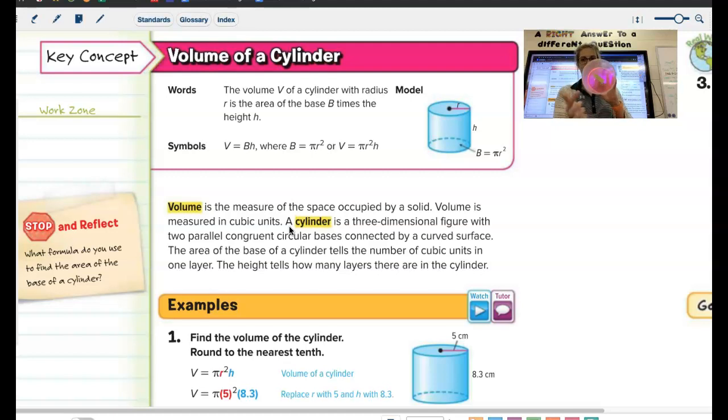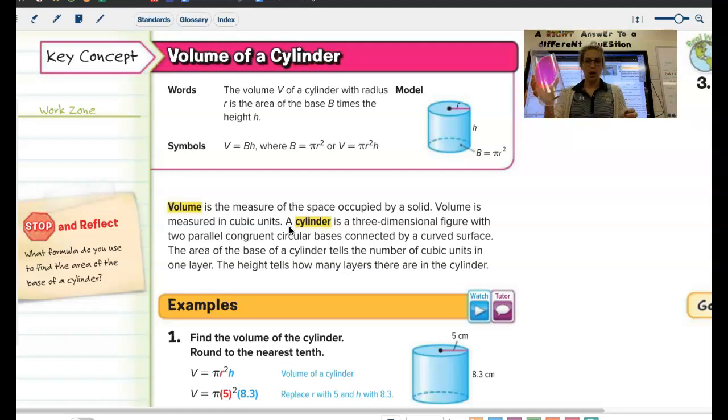A cylinder is a three-dimensional figure with two parallel congruent circular bases. So I have a base of a circle there, and then obviously on this end I would have a base of a circle there. And they're parallel to each other because they would never touch. Connected by a curved surface, the area of the base of a cylinder tells the number of cubic units in one layer. The height tells you how many layers there are in the cylinder.